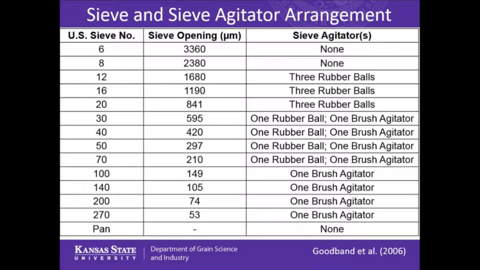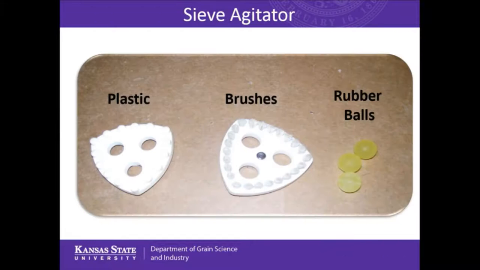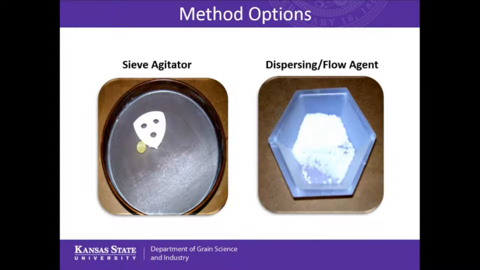And what we're looking at are things like agitators with little plastic knobs on it. We use the ones with brushes and the ones with little rubber balls. Because as we go from a coarse particle to a fine particle, we want to get those particles moved to the correct sieve. Otherwise, you get an artificially high particle size, when the reality is, it should have been a lower particle size. And so that's what we were after. These are the sieve agitators, or the little balls on top of the sieves.